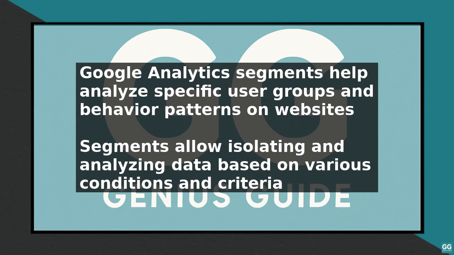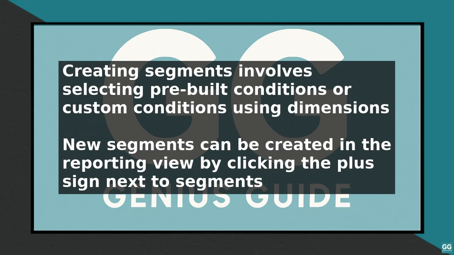To create a segment, go to the reporting view in Google Analytics. Click on the plus sign next to the word segments, and then select New Segment. Here you can choose from a variety of pre-built conditions or create your own custom conditions using dimensions and metrics.